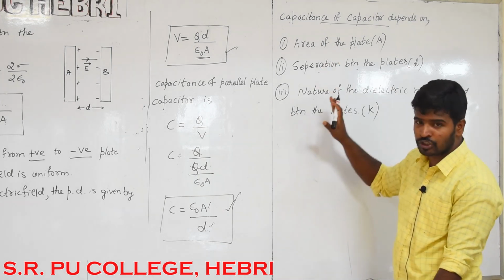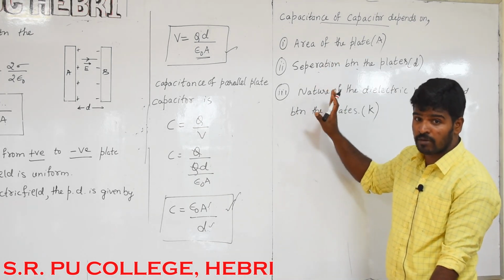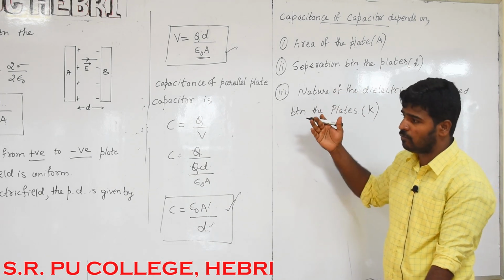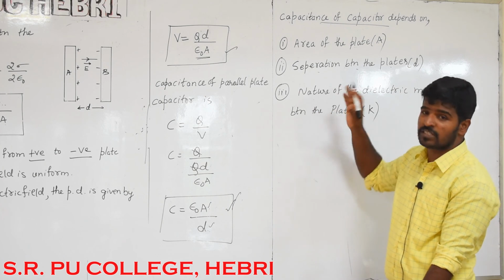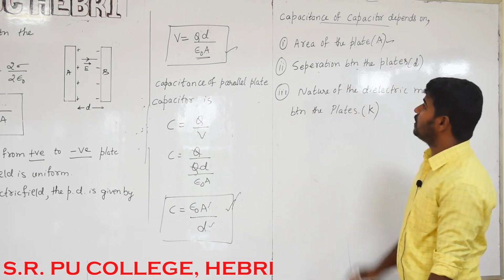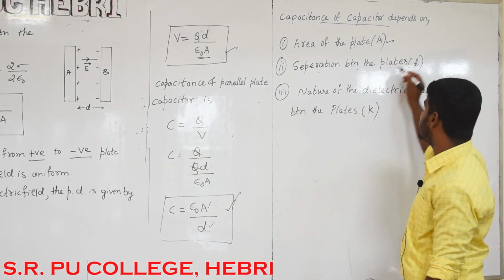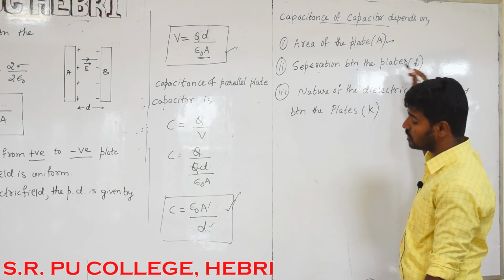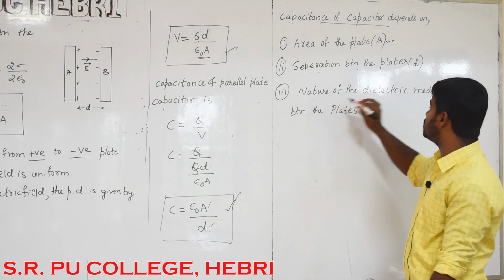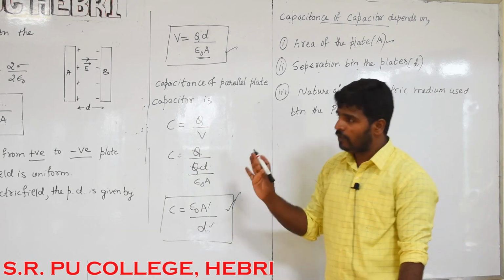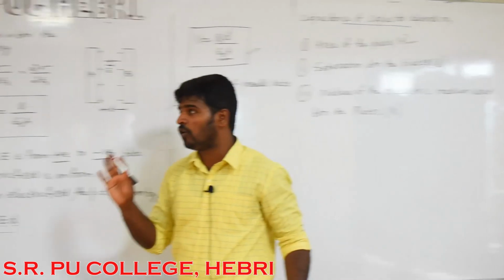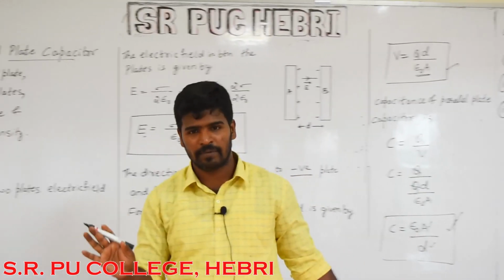Therefore, a very important question: what are the factors affecting the capacitance? It may be asked for 1 mark, mention any one, or for 2 marks, mention any two. What are the factors affecting the capacitance of a capacitor? The area of the plates. The second one, the distance or separation between the plates. The next one, the nature of the dielectric medium used between the plates. Is it clear? Very important concept. Arrive at the expression for capacitance of parallel plate capacitors.